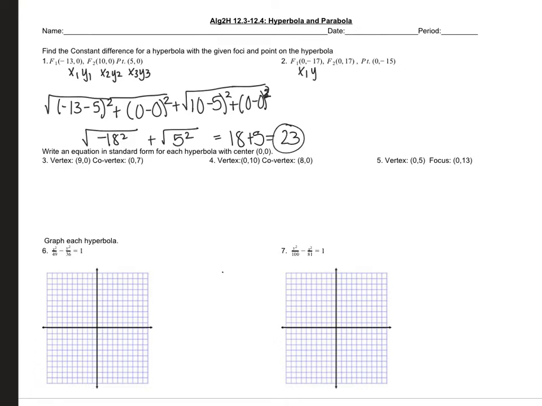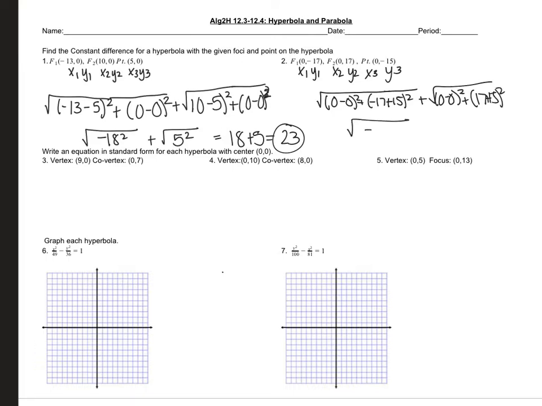Same thing, x1, y1, x2, y2, x3, y3. So we're going to go ahead and use the formula again. So it is x1, which is 0, minus x3, which is 0 squared, plus y1, which is negative 17, minus negative 15 squared, plus x2, which is 0, minus x3 squared, plus y2, which is 17, minus y3 squared.